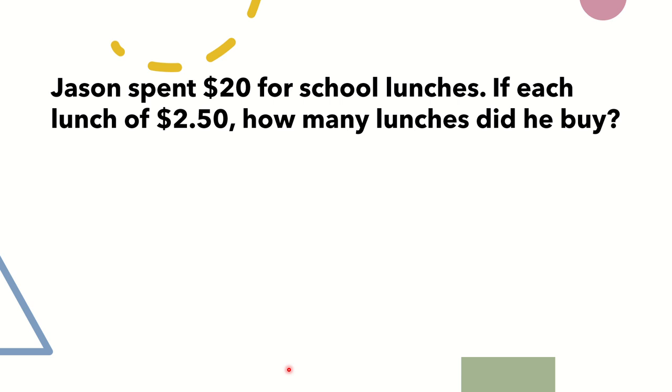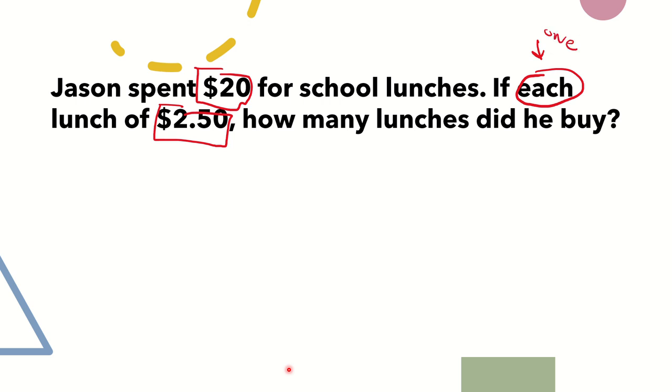Okay. Jason spent $20 for school lunches. If each lunch cost $2.50, how many school lunches did he buy? Again, the same thing that we did on the last word problem. Let's go through boxing in our important information or important numbers. $20, $2.50. We want to know how much each, that's my key word, each lunch will cost. And again, in this case, one. We want to know how much one lunch or each of those lunches will cost.